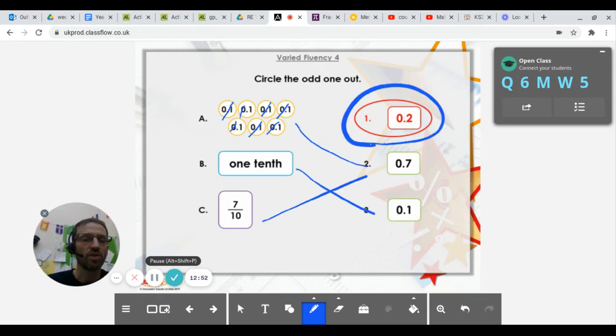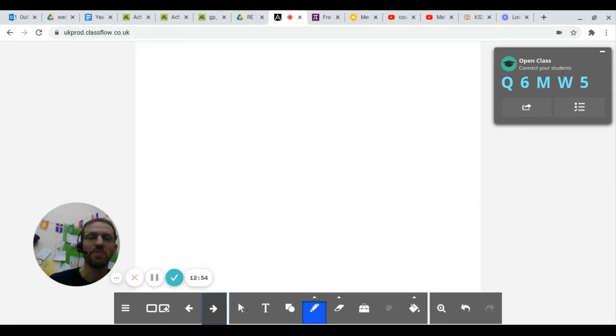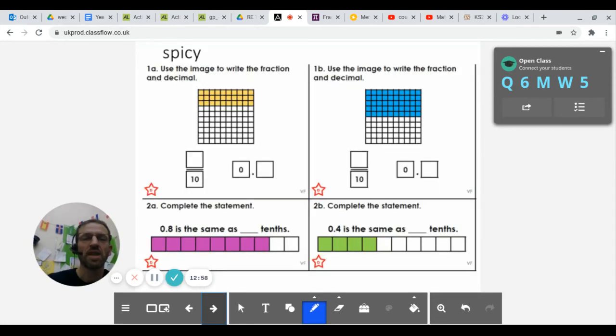Okay, time for you to have a go. It's the spicy work, using the image to write the fraction as a decimal. So here you can see a 100 square. There's 100 things all together there, and how many are coloured in? I can see that there's 3 rows of 10. That's going to be 30.